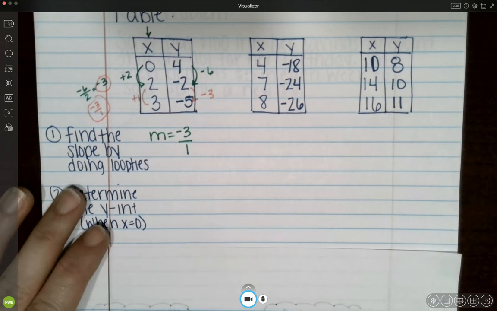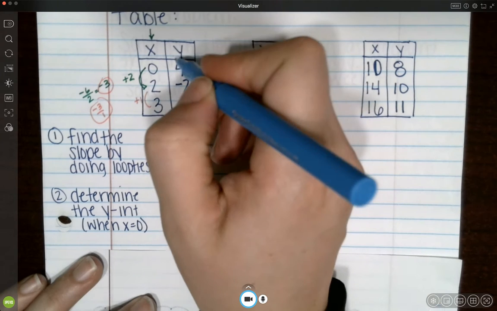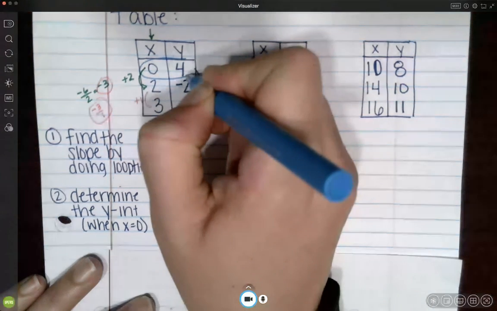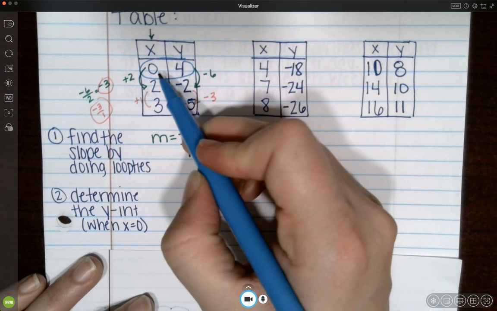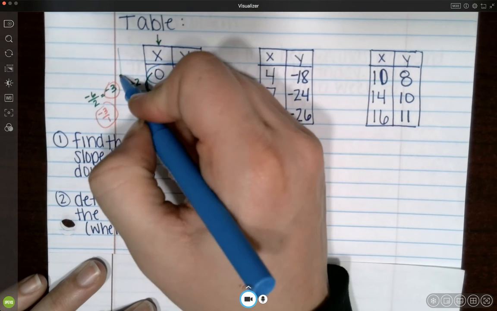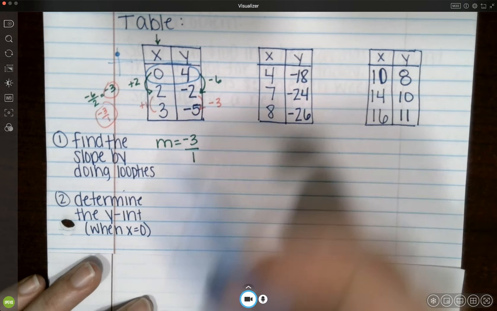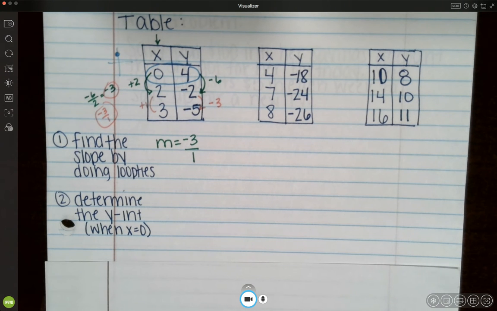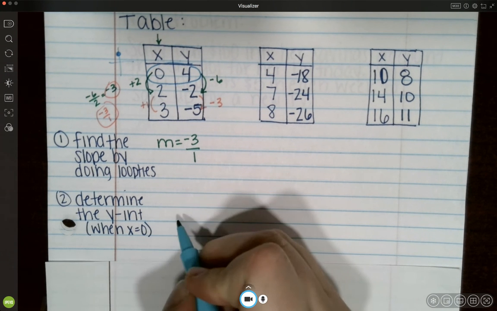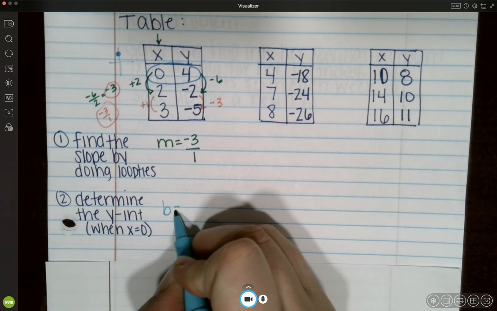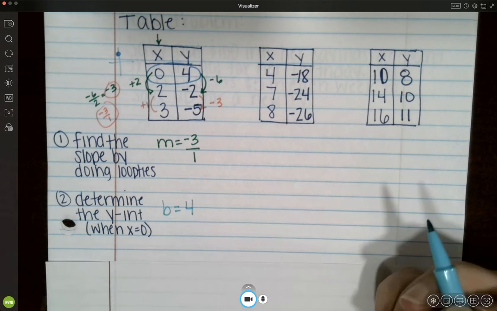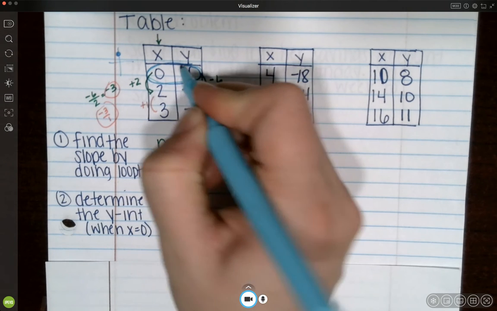Because there is this 0 already in my table, I can steal it. If I were to graph (0, 4), I would be at the y-intercept of positive 4. So there is no extra math that needs to take place. In this case, my y-intercept is the number 4. I steal it right from the table.